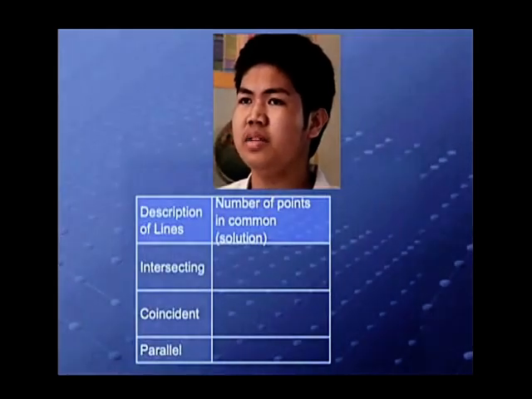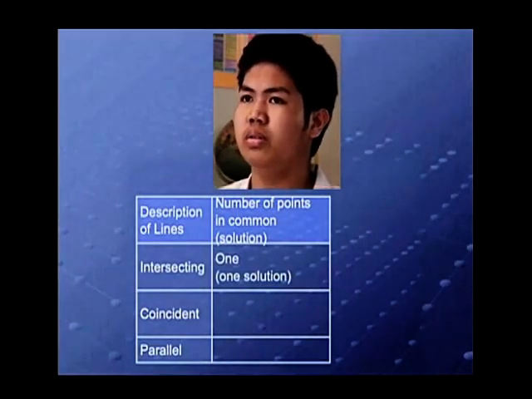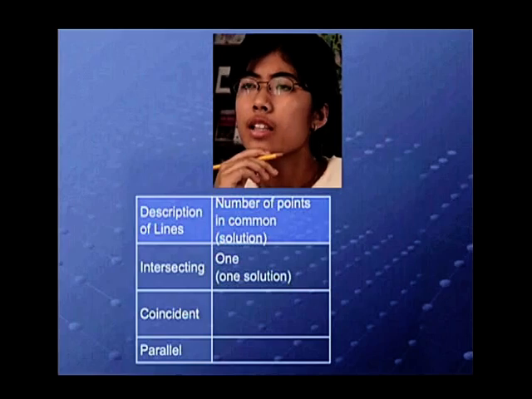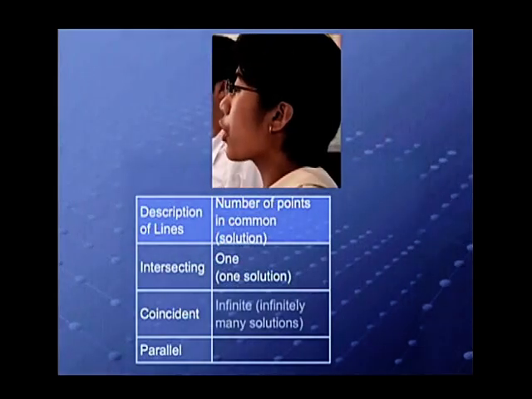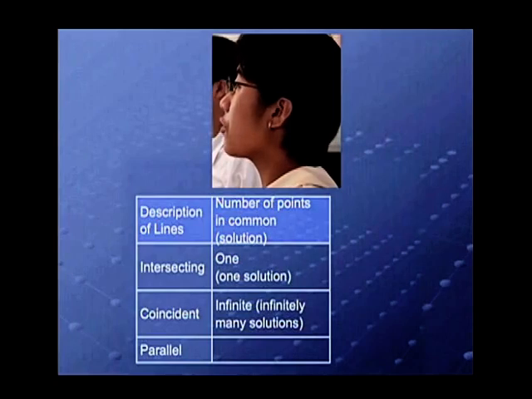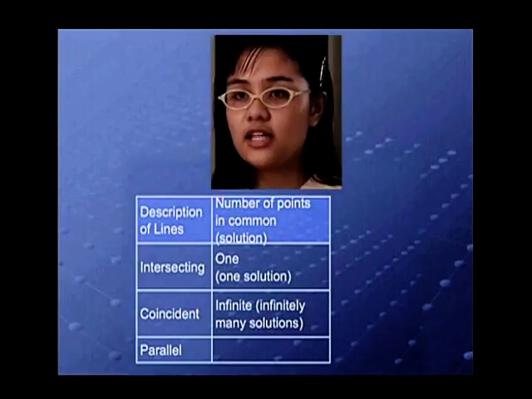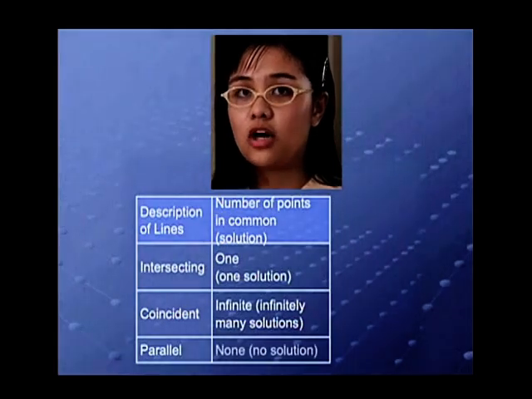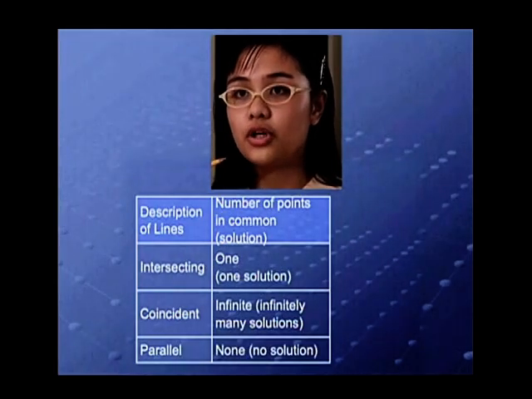Now, let's organize what we've learned. What can you say about the graph of a system with regard to the number of points in common and the number of solutions to the system? Well, if the lines in a system intersect, they have a point in common, and thus only one solution. And if the lines coincide, they have an infinite number of points in common, and thus an infinite number of solutions. And if the lines are parallel, they have no points in common, and thus no solution.